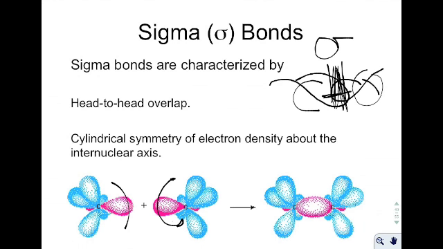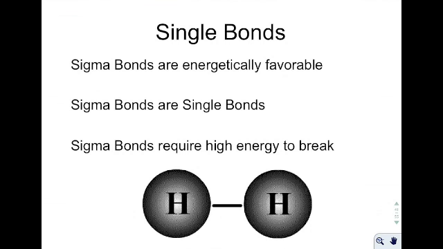So the fact that a sigma bond is free to rotate and is the strongest of the bonds is because it has this head-on-head overlap. Now, these are single bonds, and these sigma bonds are very energetically favorable. They like the overlap. So sigma bonds are the single bonds and require the most amount of energy to break. To break a sigma bond requires a great deal of energy. Now, it depends on the atoms and all that kind of stuff, but it requires more energy.